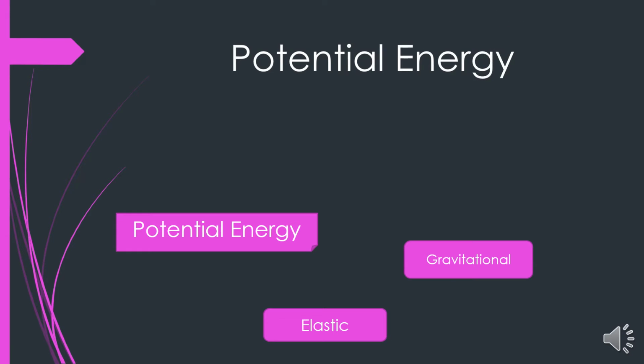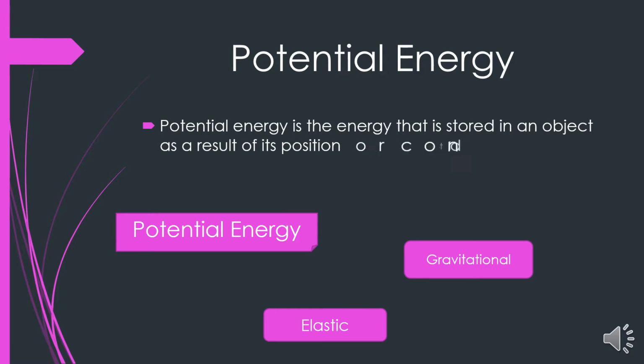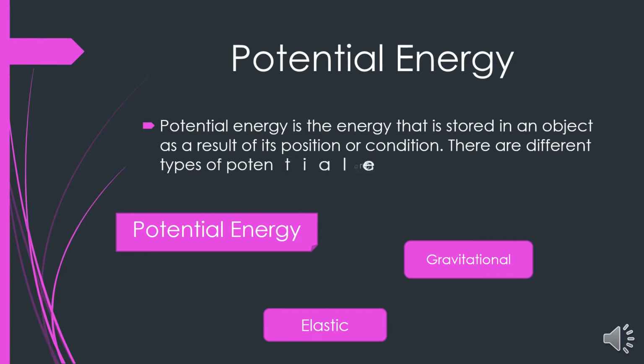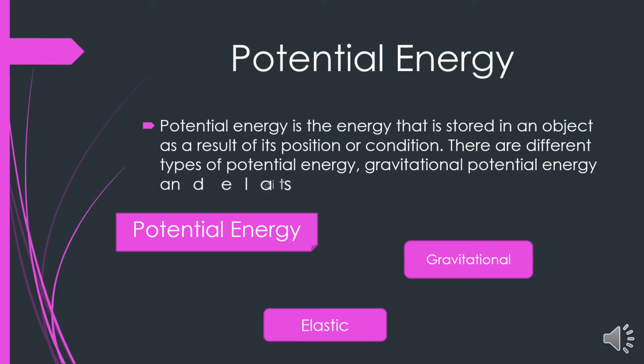Then we have potential energy. Potential energy is the energy that is stored in an object as a result of its position or condition. There are different types of potential energy: gravitational potential energy and elastic potential energy. We'll go through both of them.